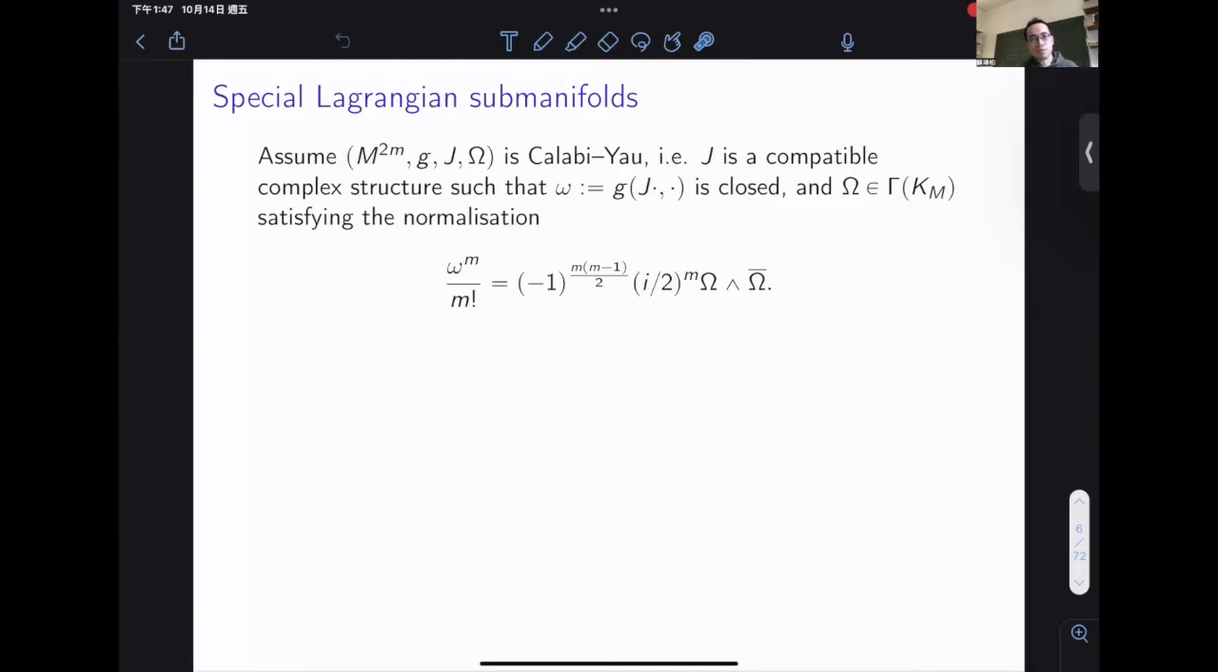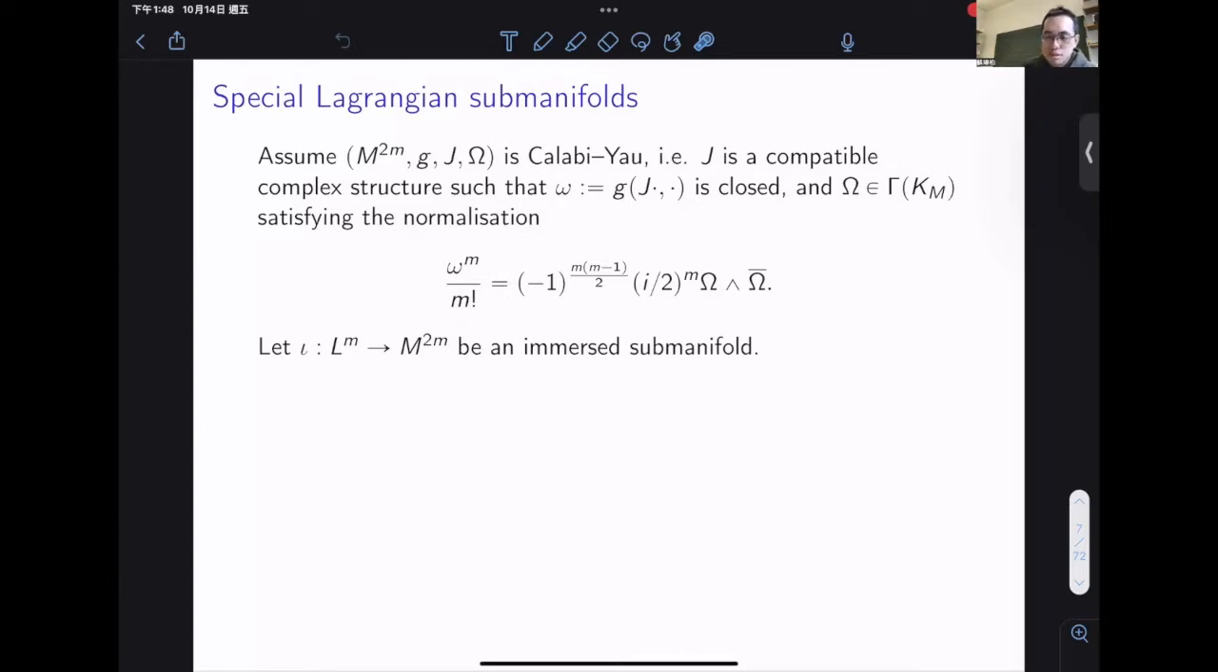Next, I explain the special Lagrangian submanifold. This kind of submanifold lives in a Calabi-Yau manifold, which is a quadruple (M, g, J, Ω), where (M, g) is just a Riemannian manifold, and J is a compatible almost complex structure, such that if we put this J into the first position in the metric, you will get a closed 2-form called the Kähler form or the symplectic form of M. And this capital Omega is a holomorphic (n,0)-form on M, satisfying this normalization.